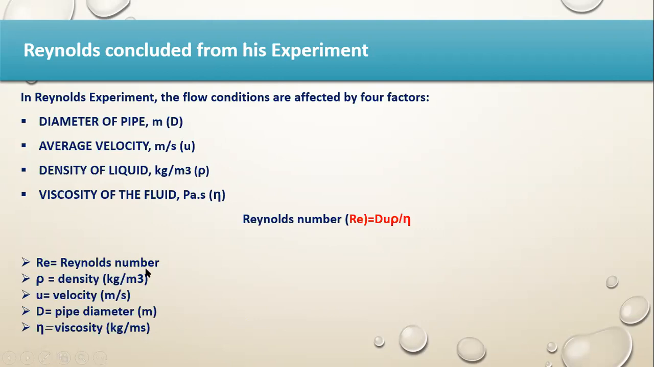Where Re is the Reynolds number, rho is the density of the liquid, which is having the unit of kg per meter cube. U is the velocity, that is meter per second. D is the pipe diameter, which is having the unit of meter, and eta is the viscosity, kg per meter second. Okay, the viscosity unit is pascal-second also. So this is the Reynolds number.